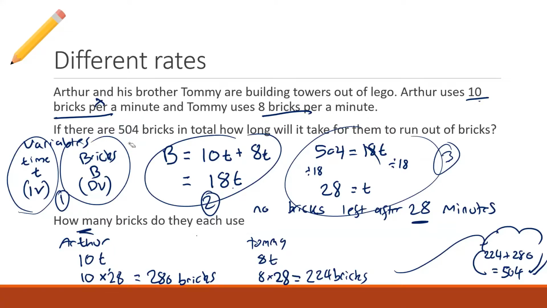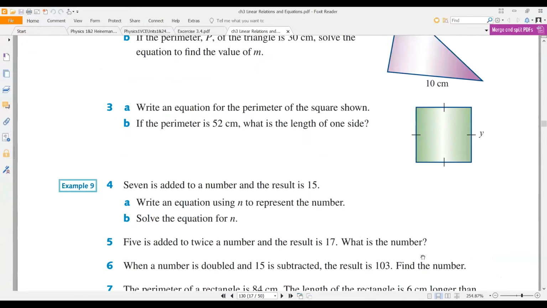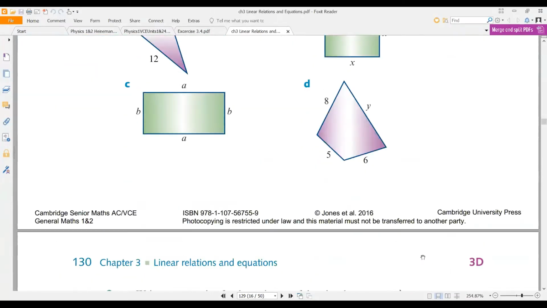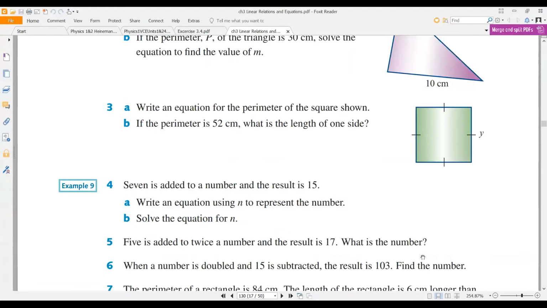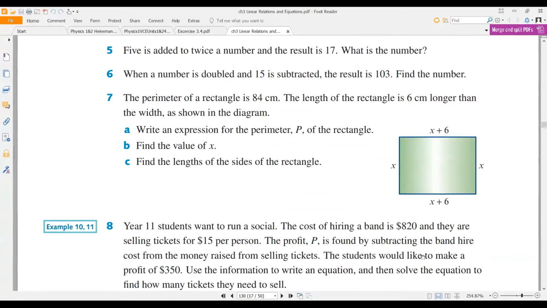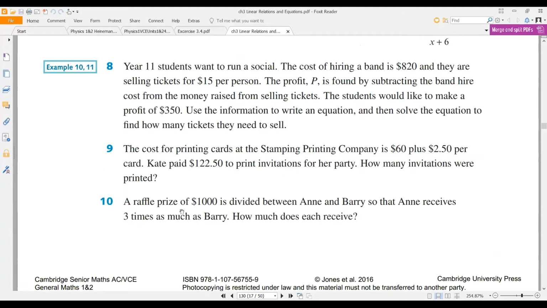What I want to show you guys to wrap up with, and this is pretty much it. I want to briefly talk about this. So this is 3D. You can see in 3D at the start, there's a lot of these questions about perimeter, whatever, we've just done those types of questions. There's a bunch of these questions about 7+, and then the last few questions are the ones we've done today. A raffle prize, so go look at question 10 here.